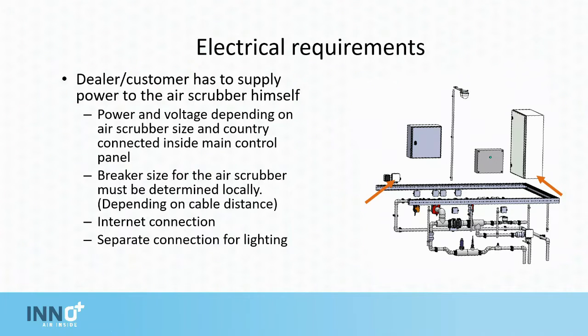The power and voltage is depending on the country. The breaker size has to be determined locally, because this is depending on the cable distance. In the technical room there are two connection points, one for the main power to the air scrubber and one for the lighting, as shown with the arrows. Also you need an internet connection to the computer.